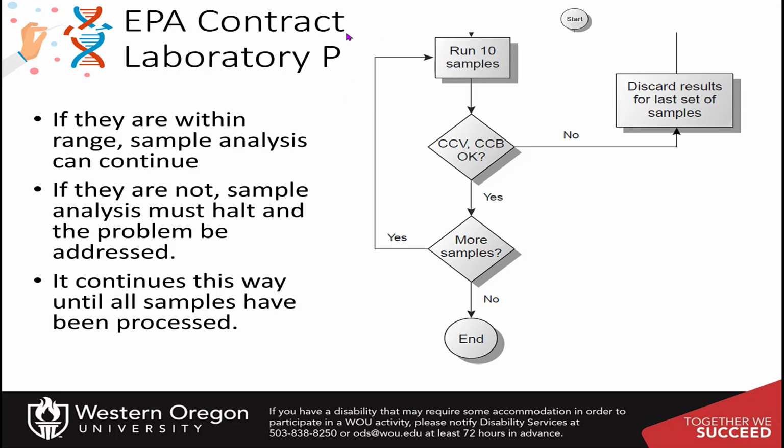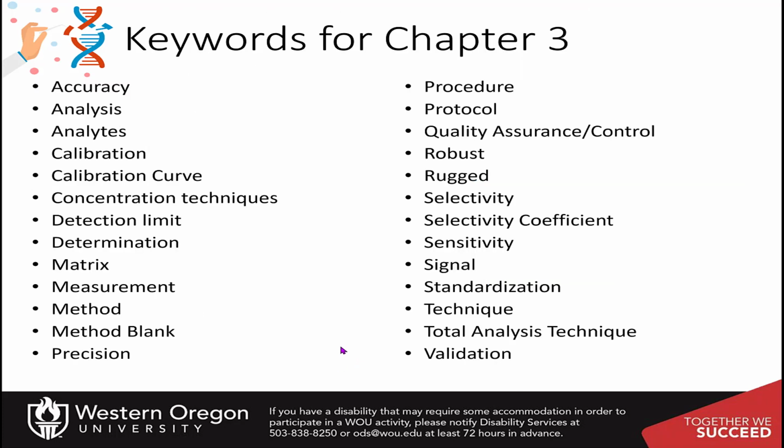All right, so protocols are a lot more in-depth and have a lot more quality assurance steps that are required when you're doing this for measurements where precision and accuracy have to be very highly maintained. All right, and that is going to end chapter 3 for us. And there are some keywords that you should go back and make sure that you are familiar with and know coming from this chapter. All right.